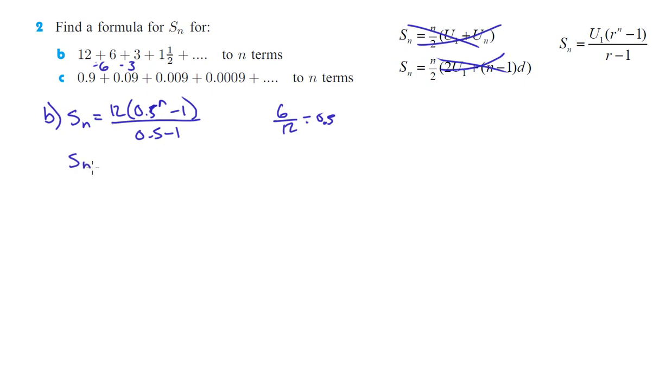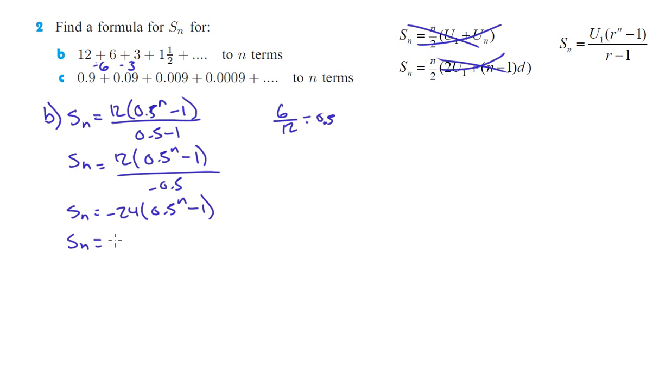Okay, so really all we're going to want to do here is simplify this as much as possible. So we've got 12 times, really can't do much in this top parentheses, 0.5 to the n minus 1, all over, this gives us -0.5. So if we take 12 divided by -0.5, that's going to give us -24 times 0.5 to the n minus 1. So S of n equals, ooh, that's not very nice. This is probably easy enough just to leave it like that. Call that good.